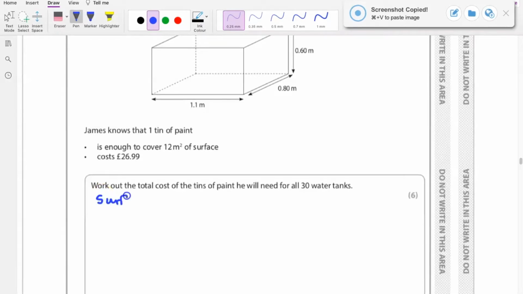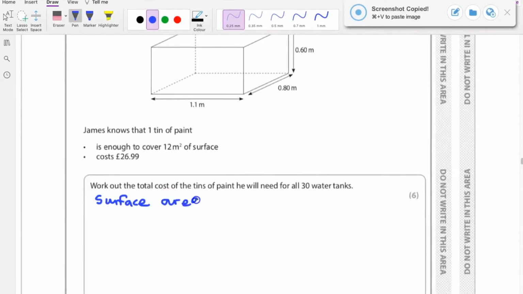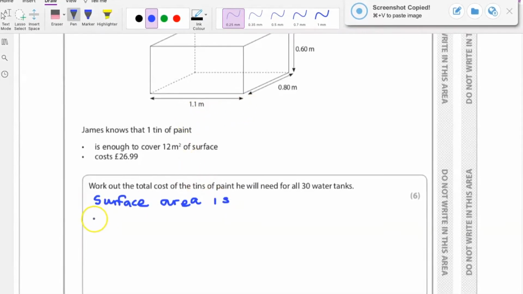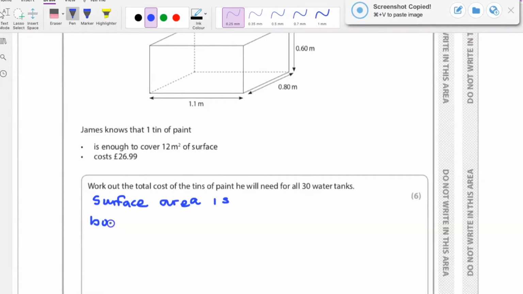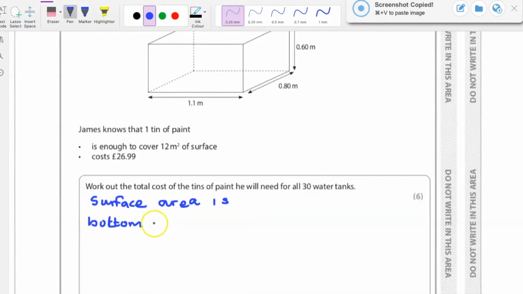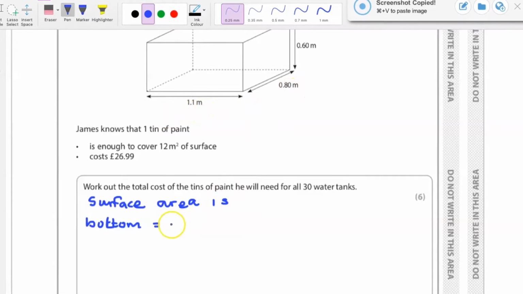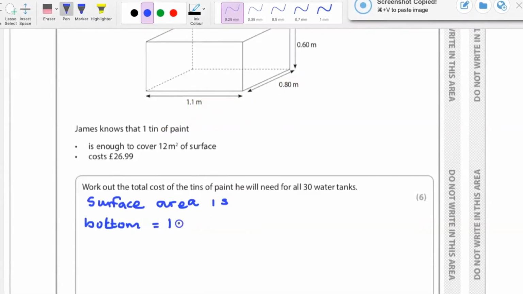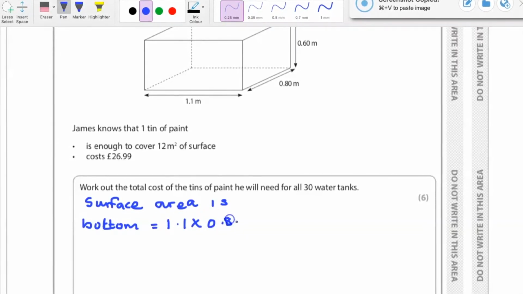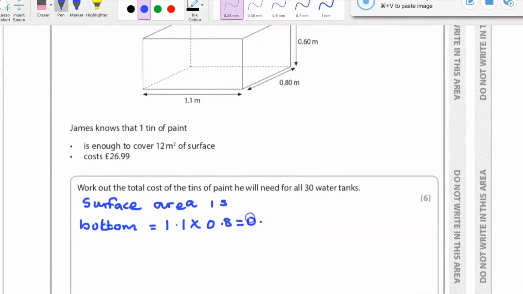Surface area is, first we get the bottom. The bottom area is 1.1 meters times 0.8. If you put this into your calculator, it's 0.88.